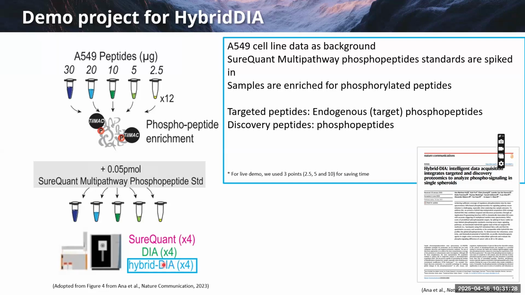So here we show that we use the hybrid DIA data. Our target here is the target peptides. We want to quantify more of the endogenous peptides or target phosphorylated peptides in these samples. And for the discovery part, since this is cell line phosphorylation data, we want to see how many phosphorylated peptides we can find in this background cell line.